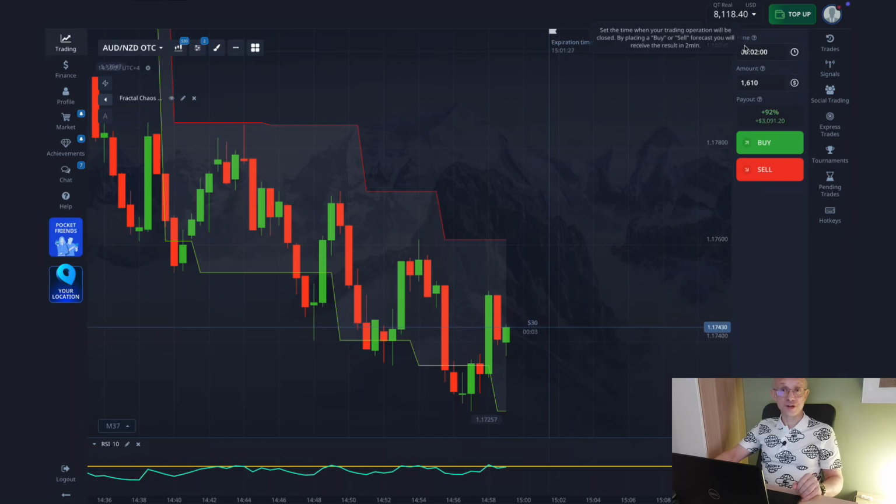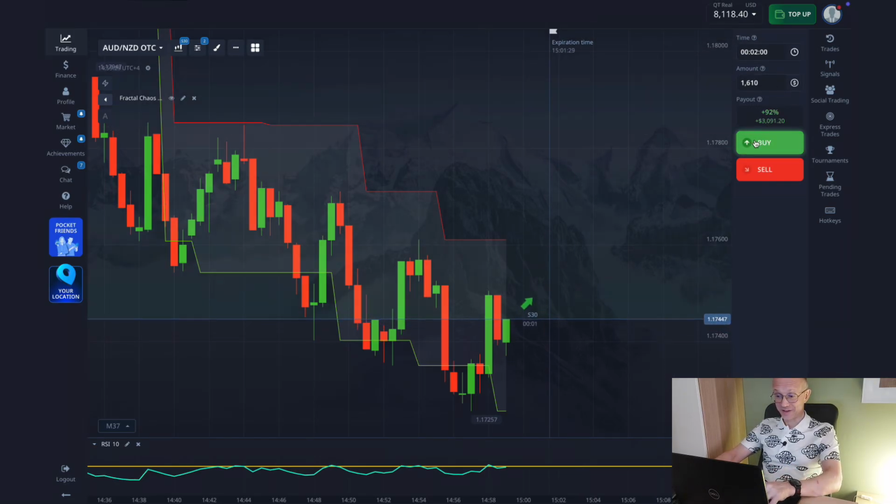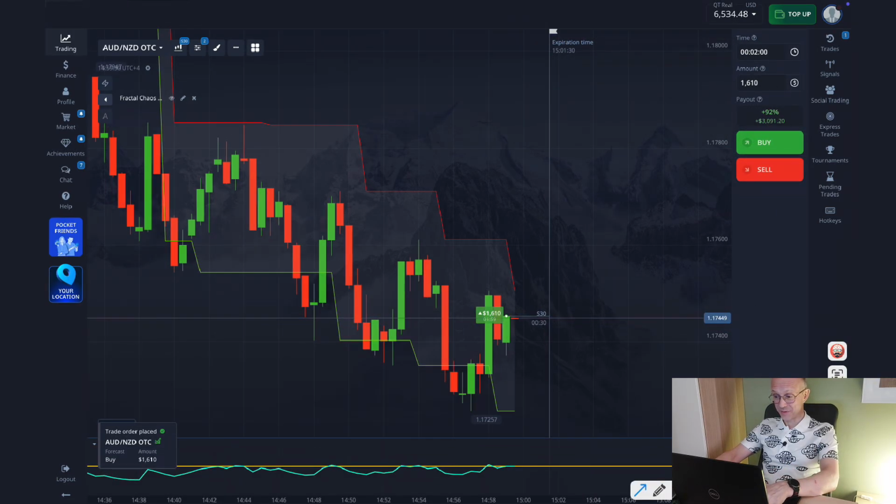A new situation occurred. I'm setting the expiration time to 2 minutes and opening a long trade for $1,610. After a slight pullback, the chart revives and begins to show steady growth. The candles line up sequentially, each subsequent one smoothly continuing the previous one, confirming the overall market sentiment and adding additional confidence in the current movement.